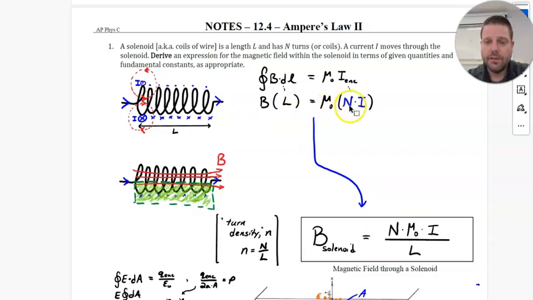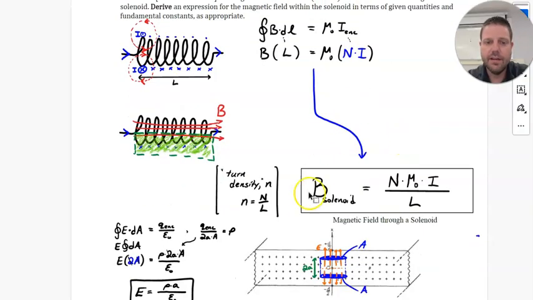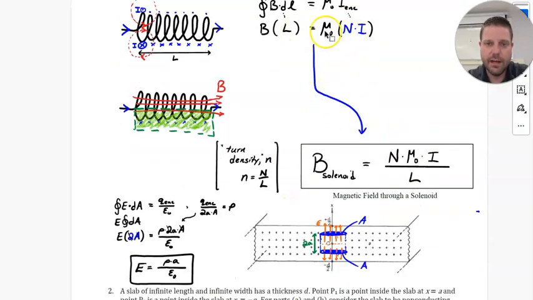Mu naught is going to be defined as a constant, and the I enclosed is going to be defined as N times I, where N is the total number of loops we have, kind of acting like an amplifier. Each loop contributes a magnetic field because each one of these is creating a loop around it with the B field. So it's like a magnifying effect. And instead of being given N and L, we could also be given the turn density, which is lowercase n, and that's defined as how many turns we have per meter. And that's another way that we could write this.